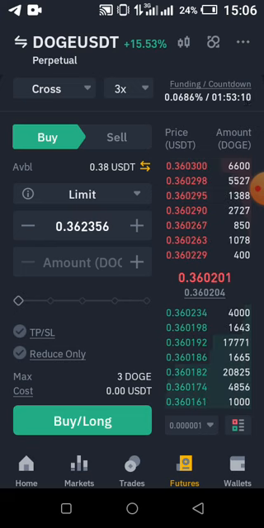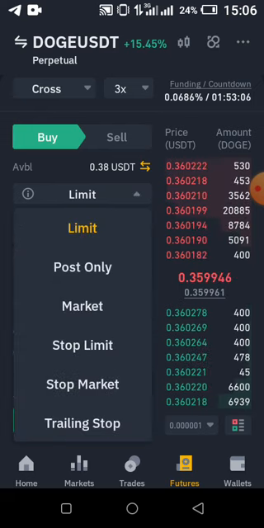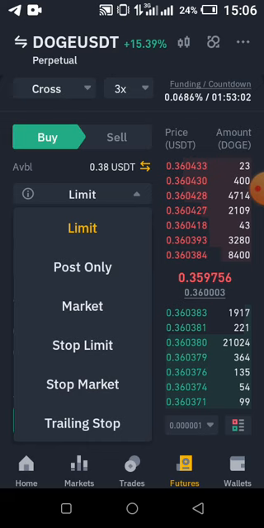If you click on this limit, you will see it's the same as the one in spot trading. You have post only, limit, market, stop limit, stop market, trailing stop loss.